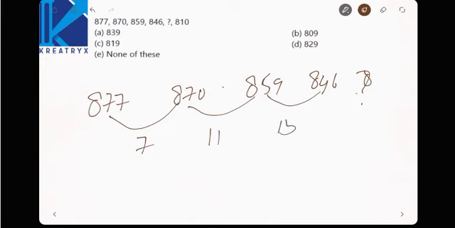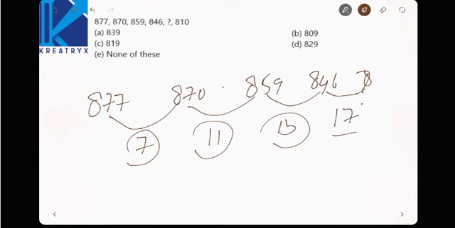See here, these are prime numbers, 7, 11, 13. The next prime number is 17. Sorry, 846 minus 17 will lead you to 829. Now 829 minus the next prime number, 19, will lead you to 810. So our format is correct.